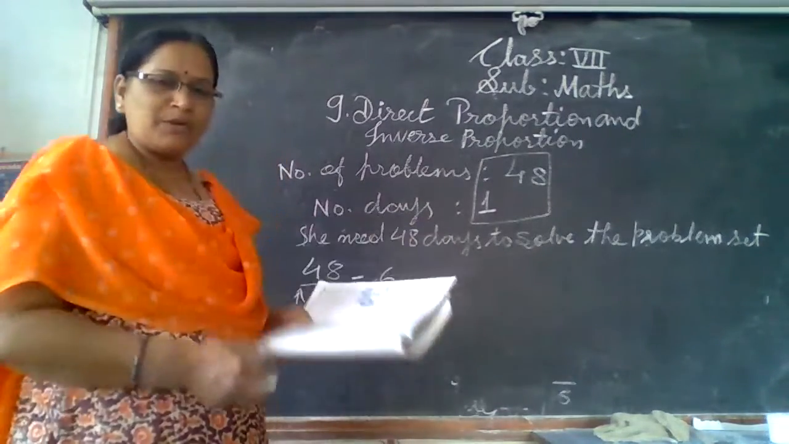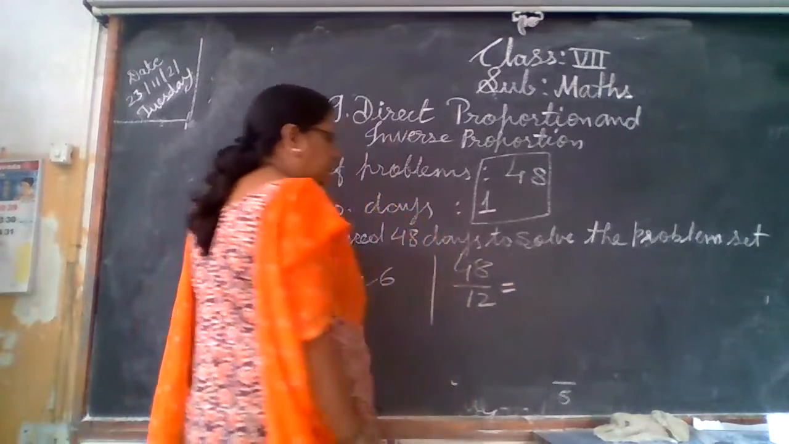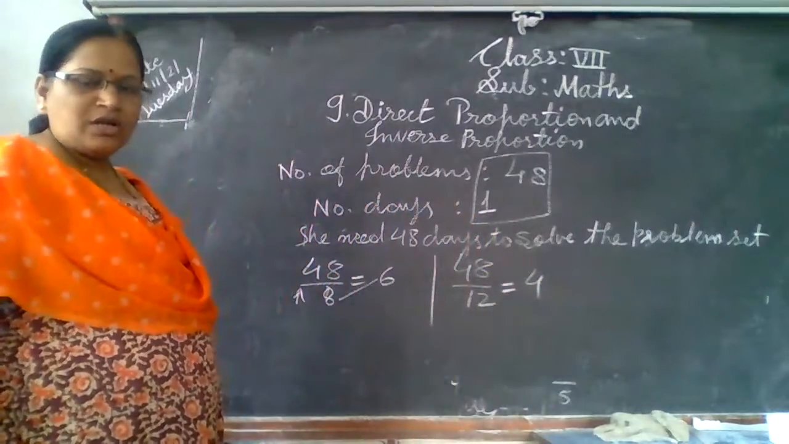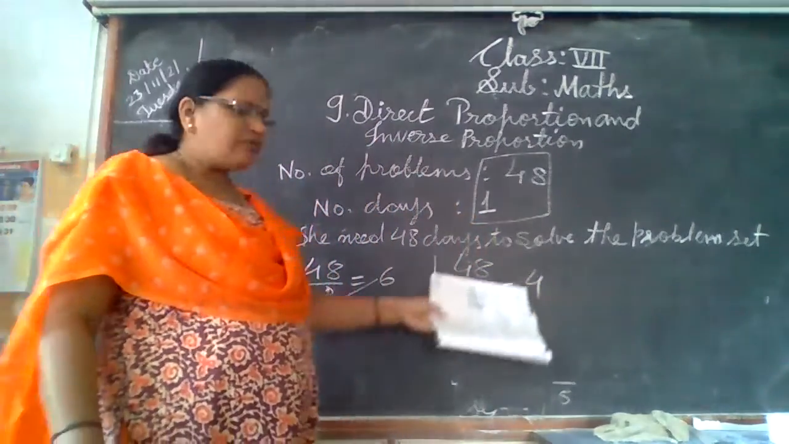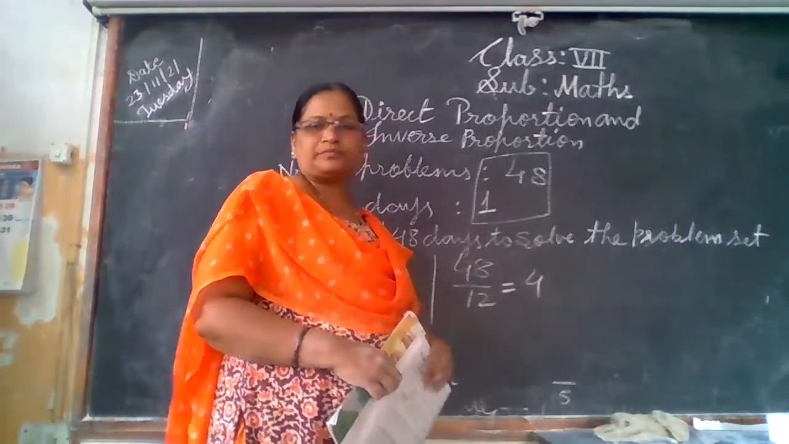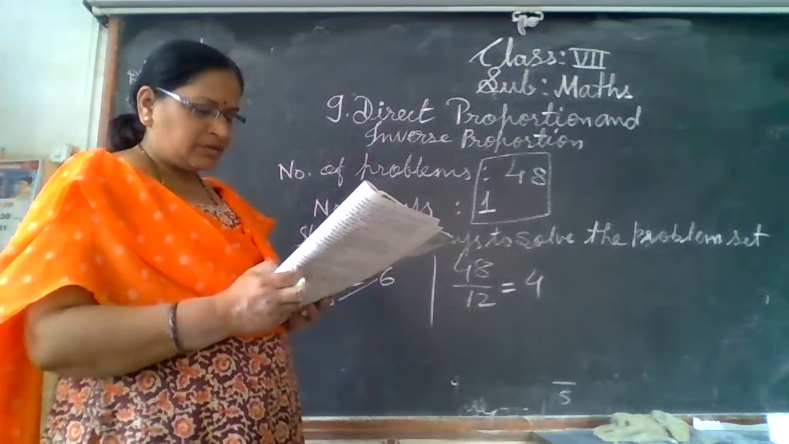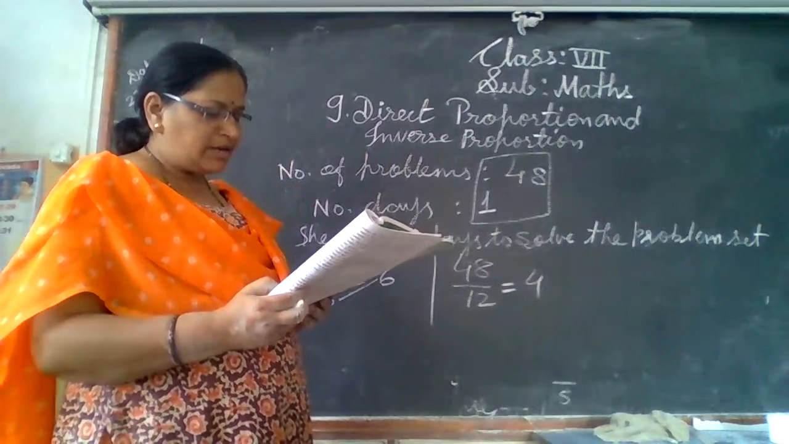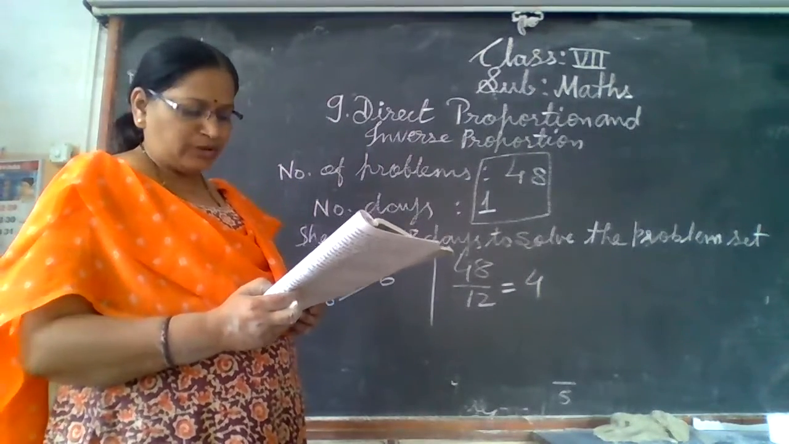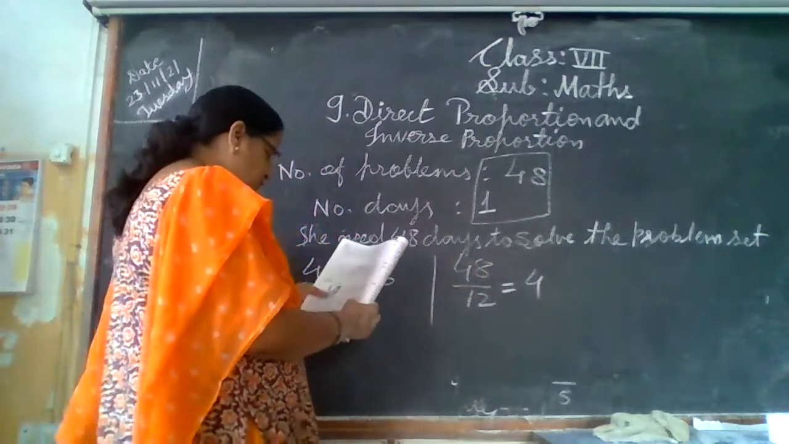If she solved 12 problems a day, she required only 4 days. See that, 12 fours are 48. The number of problems solved in a day and the number of days needed are in inverse proportion. Their product is constant.